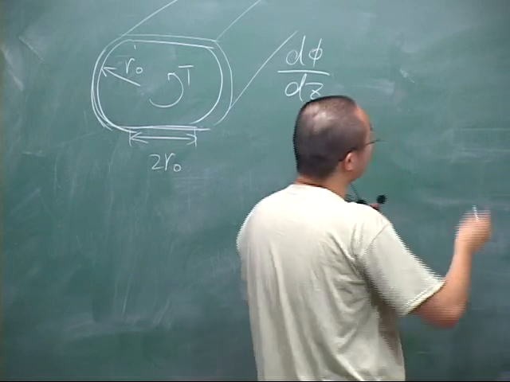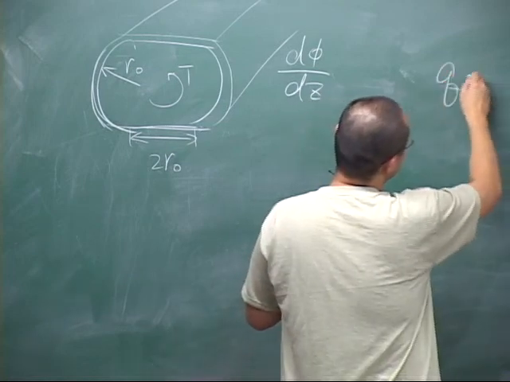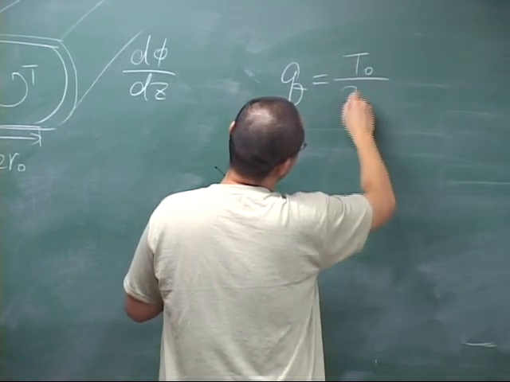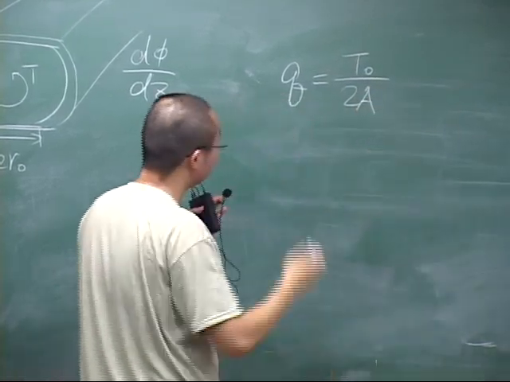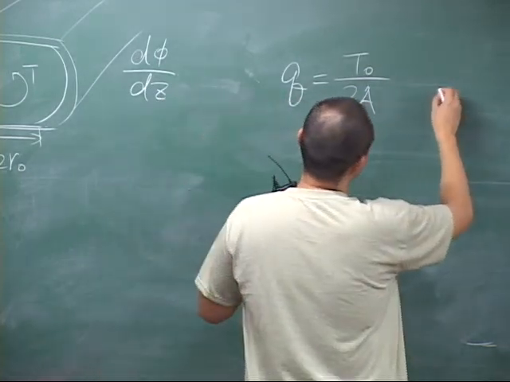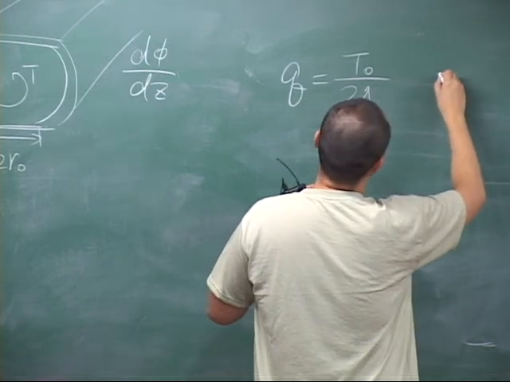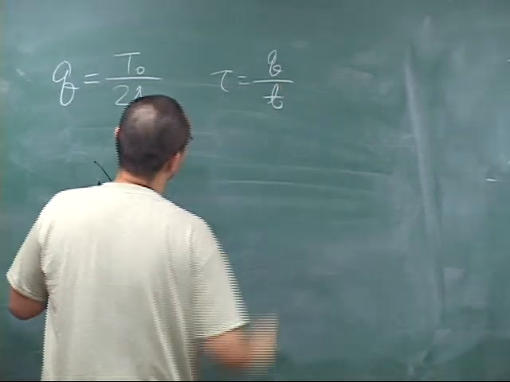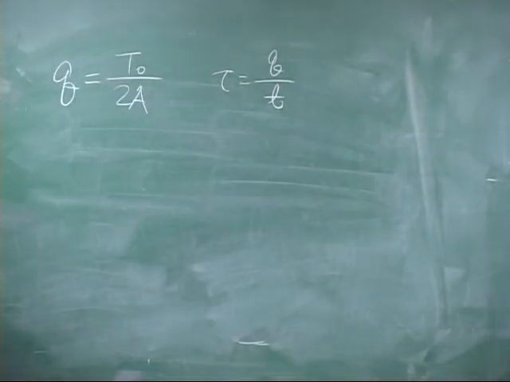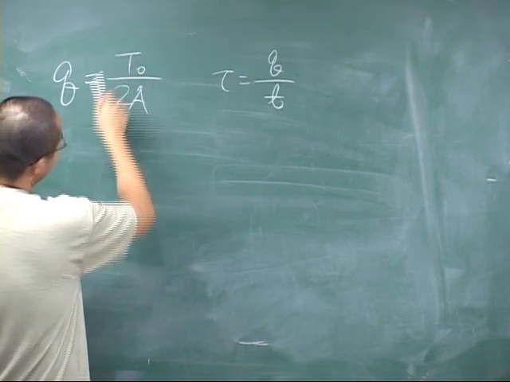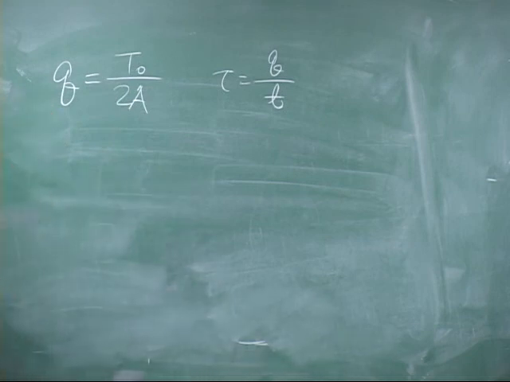For thin water shaft, everybody knows that shear flow q is equal to what? T0 over 2A, right? And the shear stress is q divided by thickness. Well, our problem is to relate this one and the angle of twist along the length.